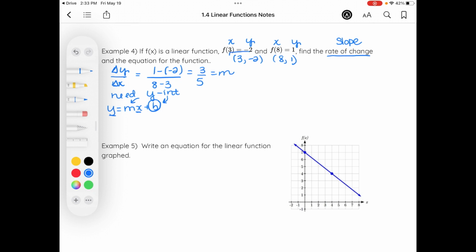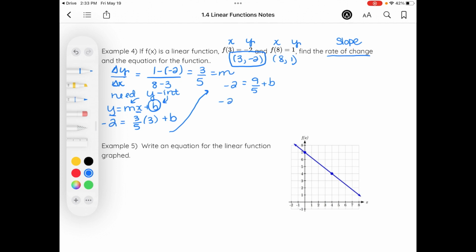So I'm going to use this particular point. It doesn't matter which point you choose. I'm just going to use the first point there and substitute my values. -2 is my y value. My m value is 3/5. My x value is 3, and then I need to solve for b. Right now, then I have -2 is 9/5 plus b.